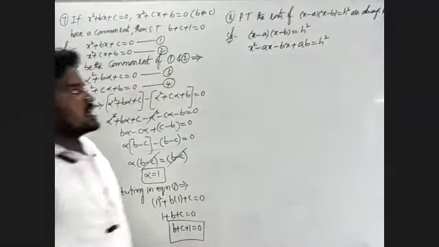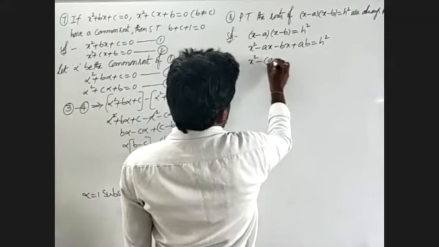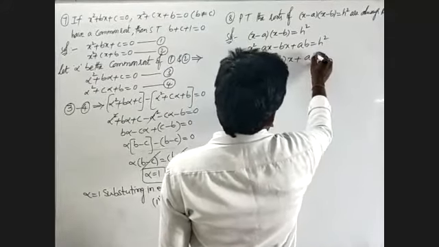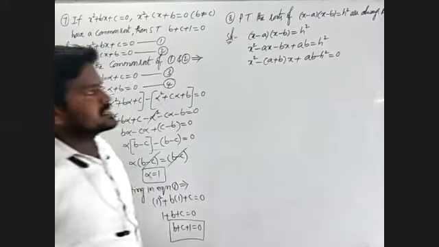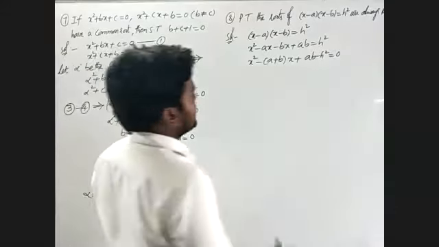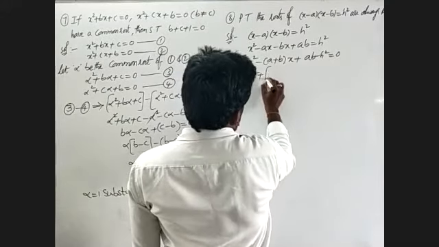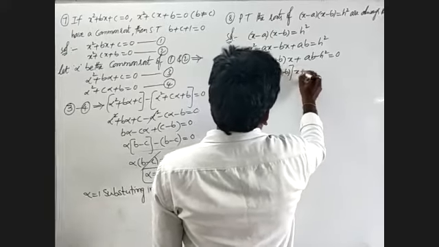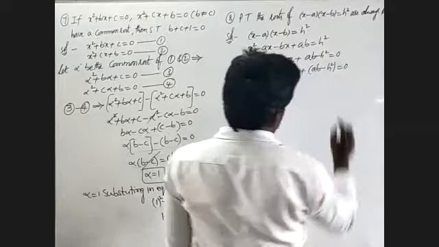Again, I will take x common in this one. I will write x square minus of a plus b into x plus ab. The h square value moves to this side, so I write ab minus h square is equal to 0. The given one can be written as a quadratic equation: 1 into x square plus of minus of a plus b into x plus ab minus h square is equal to 0.